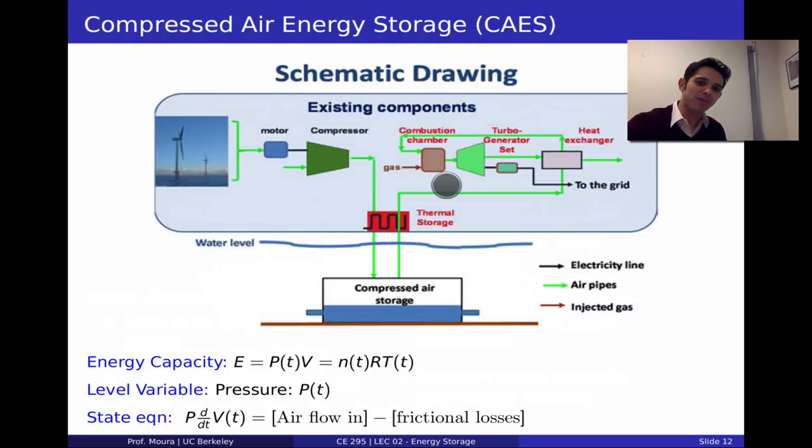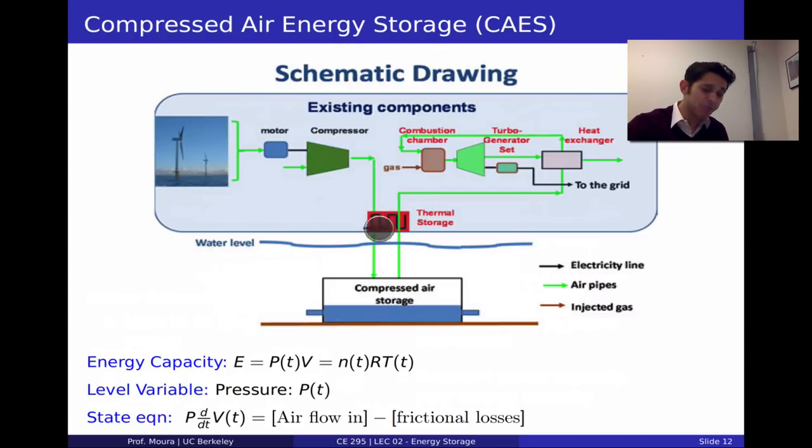We can make this more efficient if we take the exhaust gas from this and use it to reheat the incoming air. That's what this loop is doing here. So this is compressed air energy storage. It's got a few stages here. But the key thing is we're storing energy hydraulically in these salt caverns.